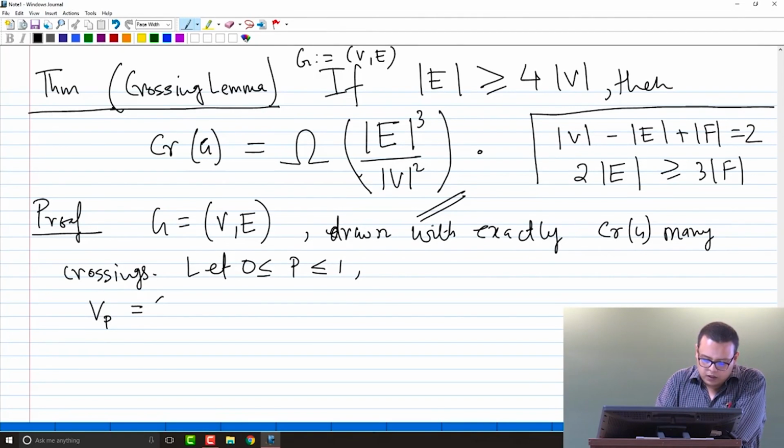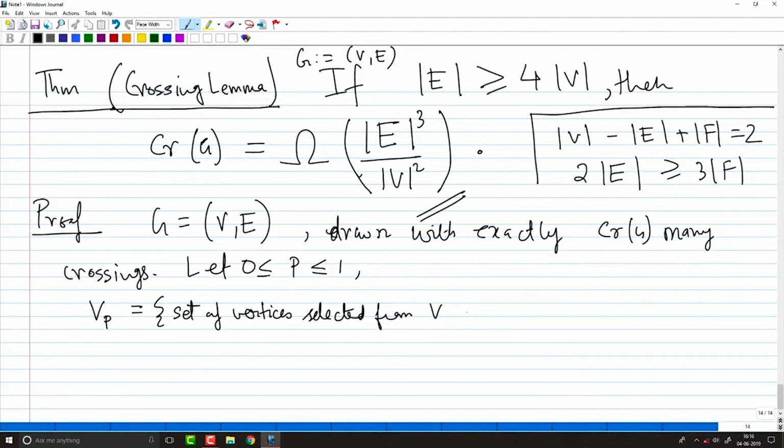V_p is the set of vertices selected from V, where each vertex is picked with probability p.